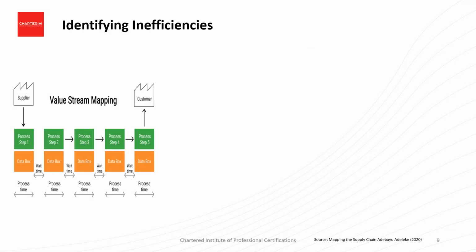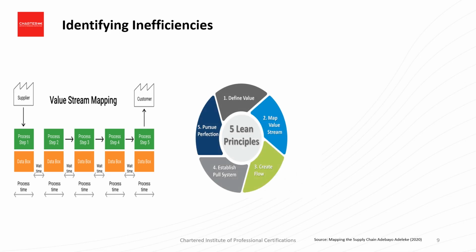We'll now look at identifying inefficiencies in a supply chain. To identify inefficiencies in a supply chain, a systematic evaluation of all processes and activities is required. Now, there are several techniques that can be employed for this purpose. The first is value stream mapping. Now, this technique involves visually mapping the entire supply chain to identify areas where value is added and areas that are non-value added. It helps to identify waste, redundancies, and opportunities for improvement.